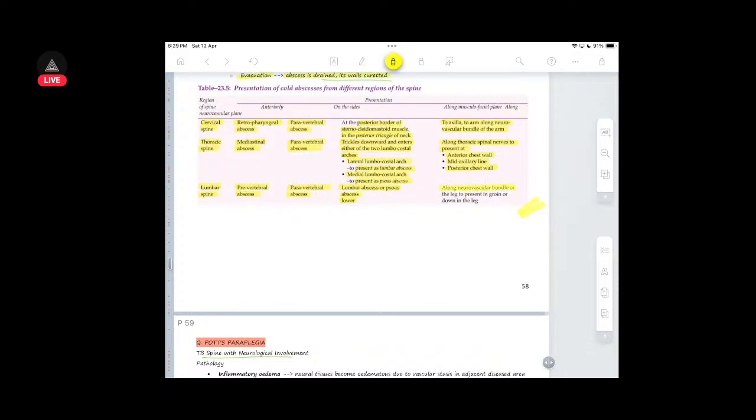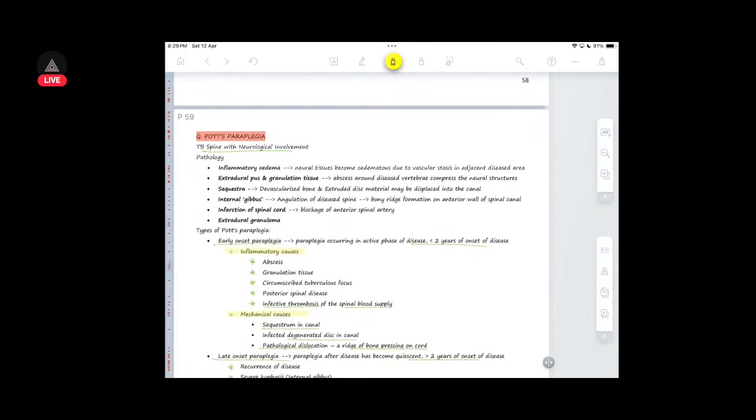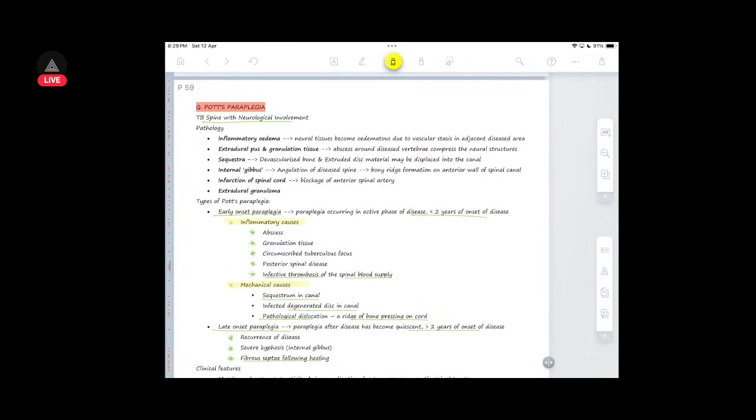Along the neurovascular bundle of the leg, they can present in the groin or down in the leg. And that's it for TB. So, TB spine with neurological involvement.